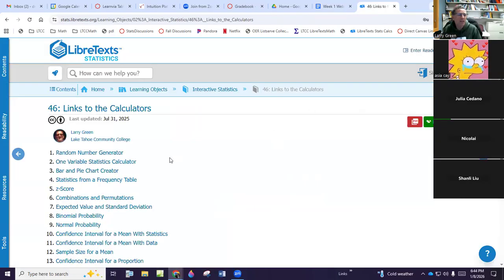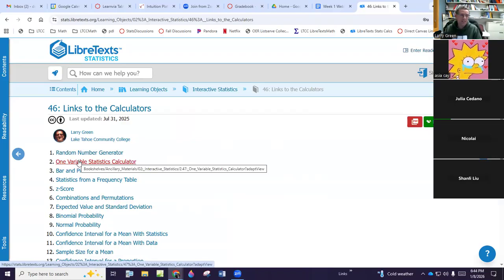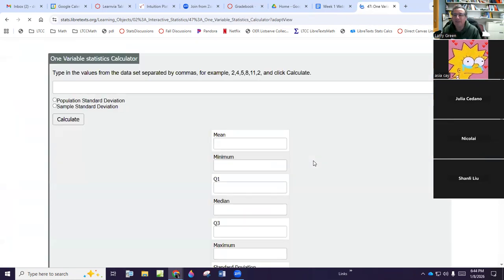What we're going to do is go to the calculator. We're going to go to the one variable statistics calculator, which I kind of showed yesterday, but now we're really going to get into it because this is a biggie for today. It says to type in the values from the data set separated by commas. For example, 2 comma, 4 comma, etc. And then hit calculate. I try to make this simple. All right, so now I'm going to put the data in.